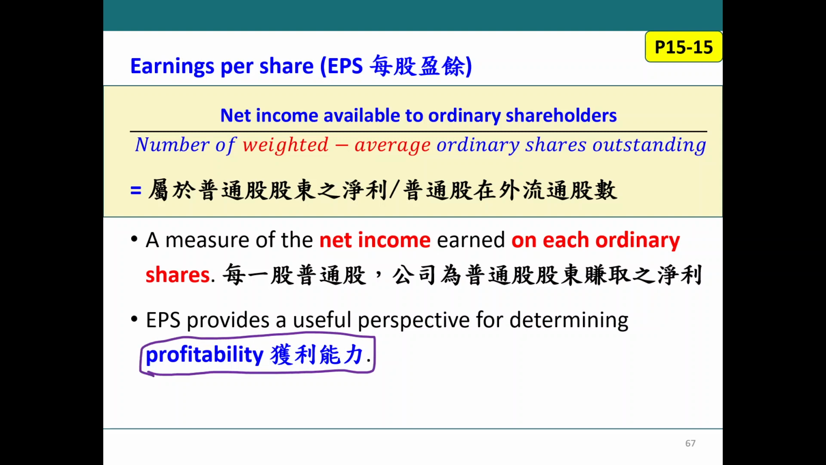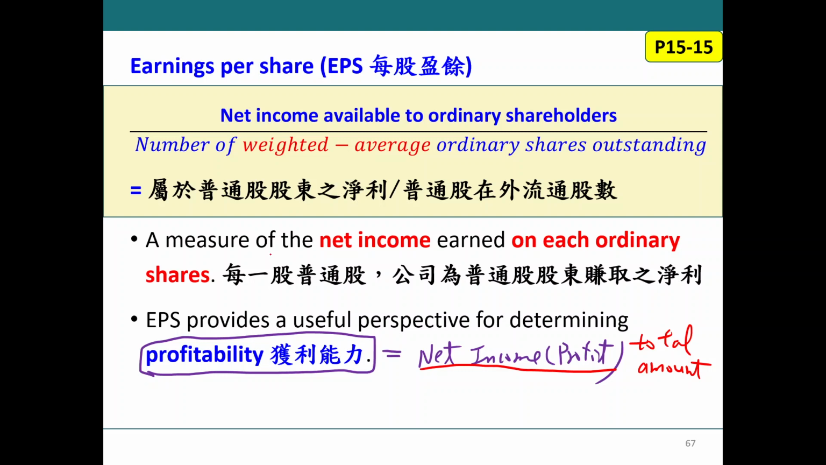Remember, usually when we want to know the company's profit, we look at which number? Net income, right? So usually we use net income to understand your company's profit. But net income is the total amount, and sometimes using the total amount is quite hard to compare with other companies. That's why, based on the same concept, we don't use the total amount.